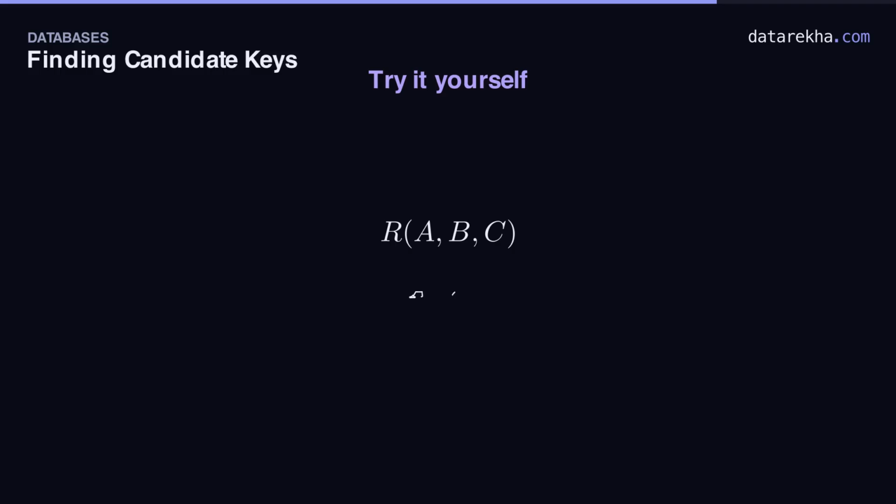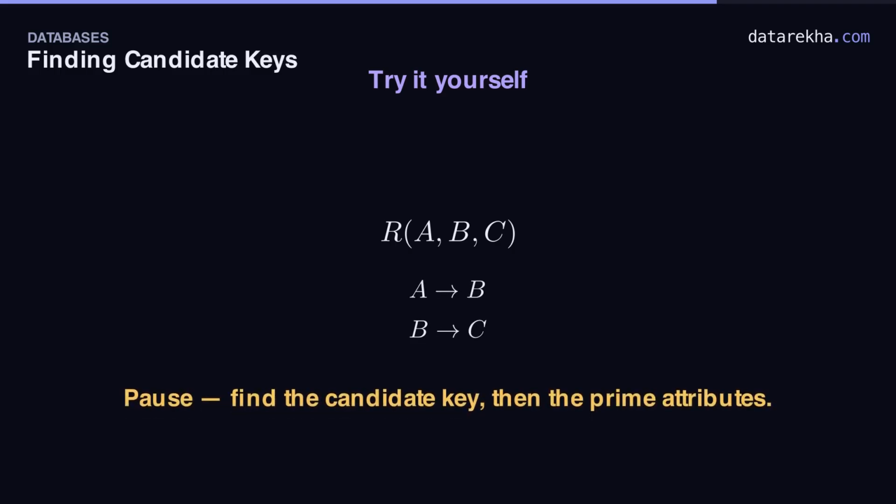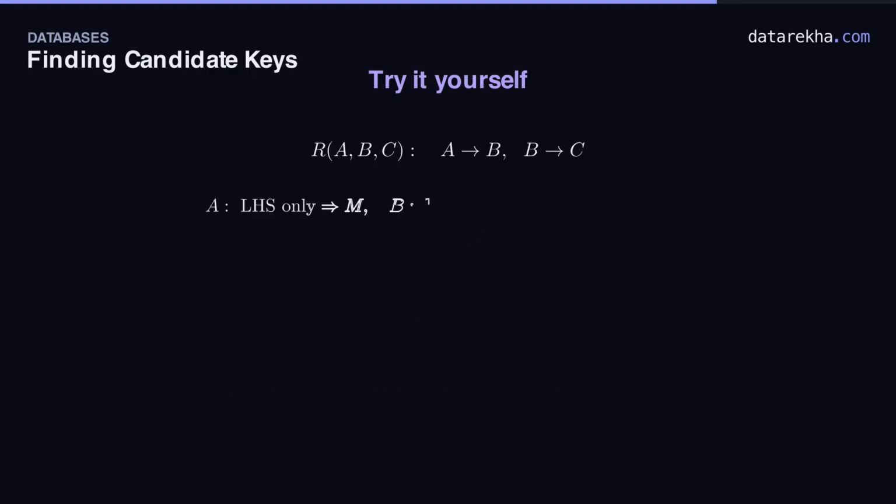Your turn. A small relation, R of A, B, C, with A gives B and B gives C. Pause the video now. Find the candidate key and say which attributes are prime. I'll wait. Here's the walkthrough.